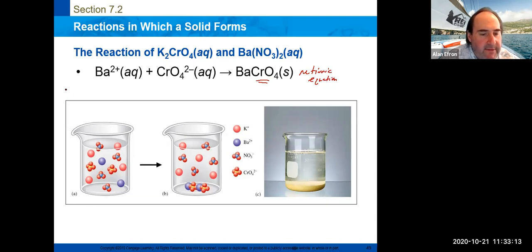And if we look at the molecular equation, which is when we take K2CrO4 plus Ba(NO3)2. And if we take these guys here, let's move some stuff out of my way so I can actually see.